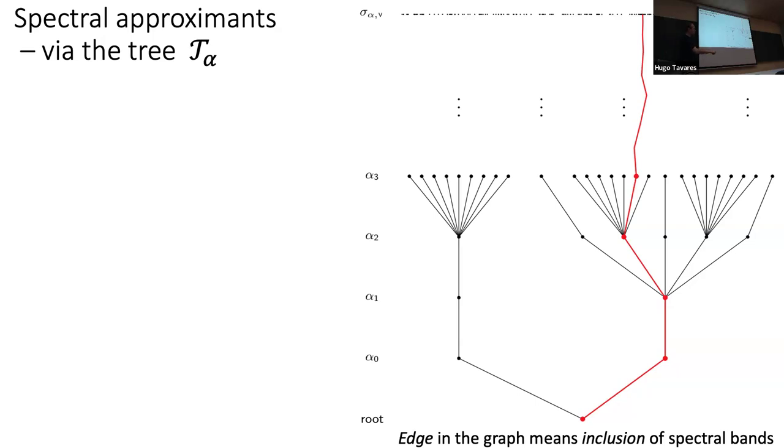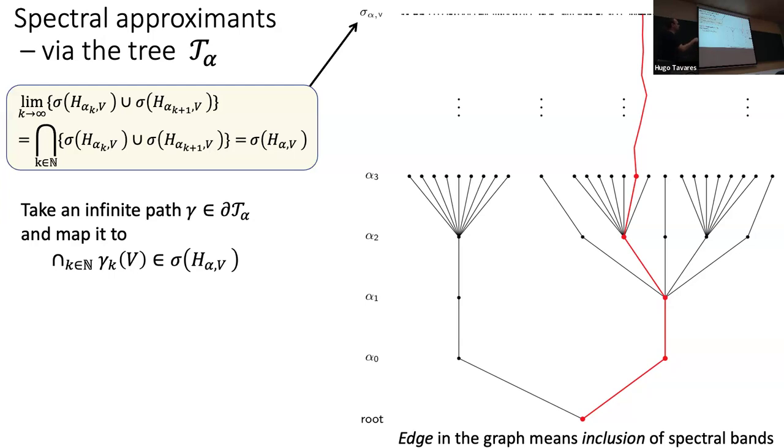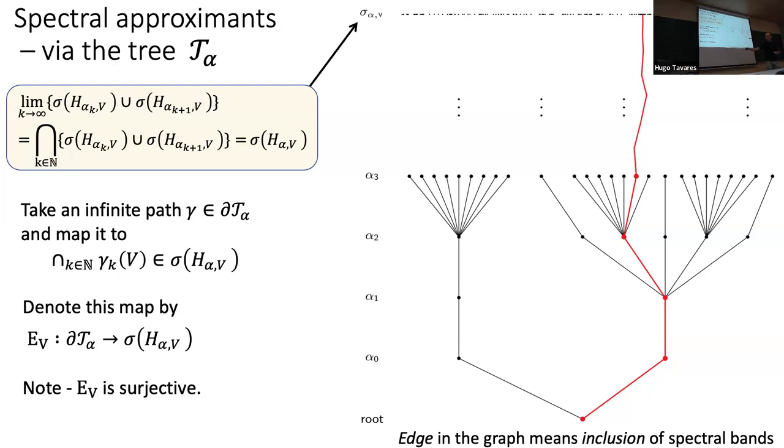And actually, in order to get to infinity, you take an infinite path on the graph, and this infinite path corresponds to a point in the spectrum of the irrational alpha. So let's write it exactly. This is again the thing that I've shown you before, this limit that gives you the spectrum of the irrational operator. And if we take an infinite path gamma, so the boundary of the tree is just the set of infinite paths, any infinite path gamma can be mapped to a point in the spectrum. How? You take gamma at every level k, so at every level k you have a spectral band. And if you take the infinite intersection of these spectral bands, you get a point in your spectrum. So you can use this to define a map from the boundary of the tree to your spectrum. And this map can be shown to be surjective. So you get some control of your spectrum by using this map. You can think about the spectrum as the boundary of a tree.